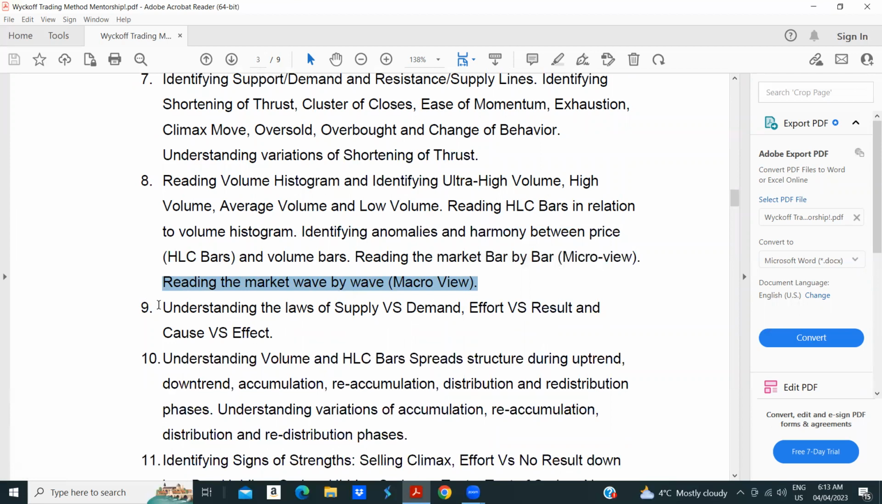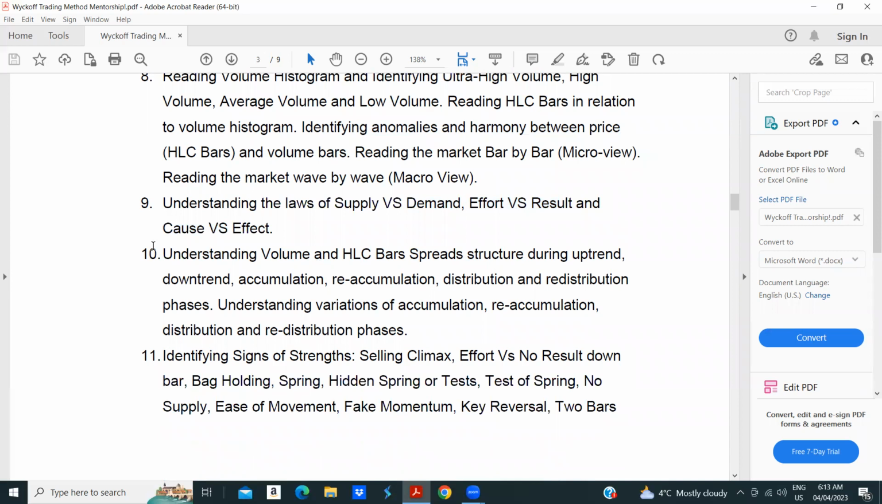These are the three basic laws of Wyckoff: the law of supply versus demand, the law of effort versus result, and the law of cause versus effect. We will also understand the volume and HLC bar spreads structure during the uptrend, downtrend, accumulation, reaccumulation, distribution, and redistribution phases, and the variations of accumulation, reaccumulation, distribution, and redistribution phases.